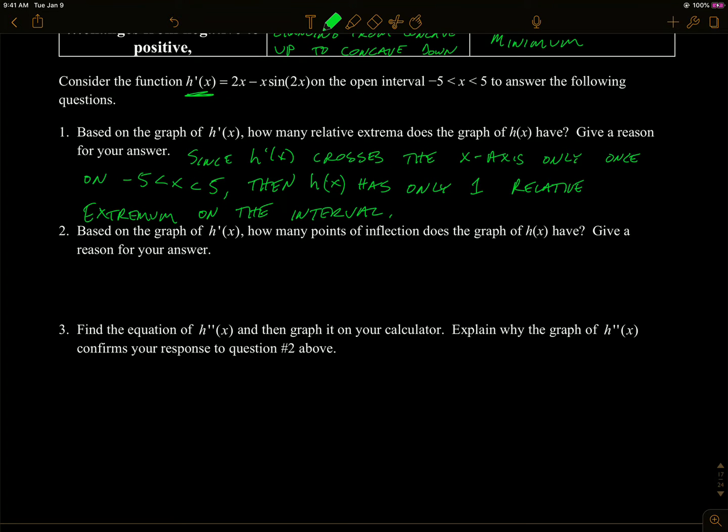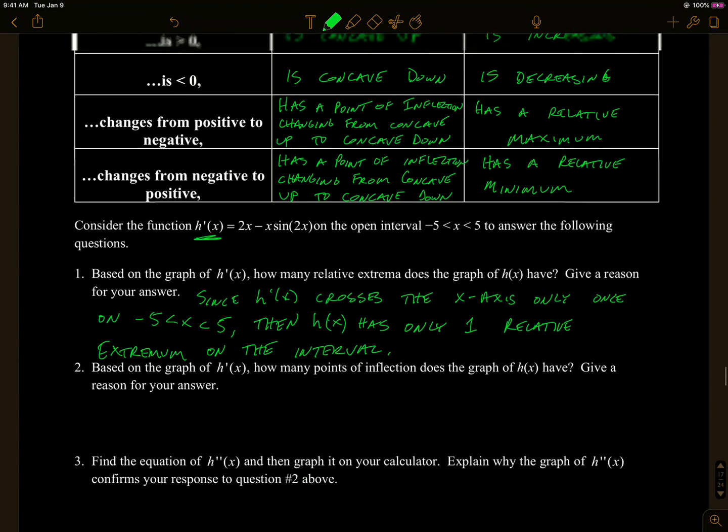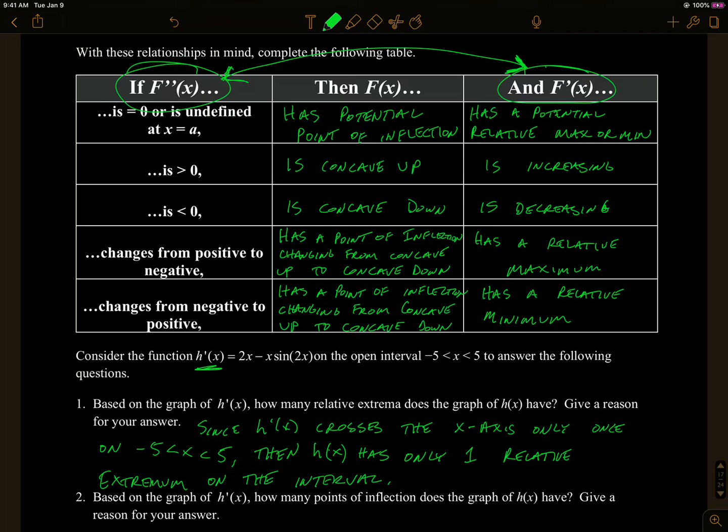The next question. Based on the graph of h prime of x, how many points of inflection does the graph of h have? Give a reason for your answer. So when we want to talk about points of inflection for h, if we have the graph of the derivative h prime, we first want to look at what happens on h double prime, because that's kind of what we know. So h of x has a point of inflection when h double prime changes signs, right? If the second derivative changes signs, then we'll have a point of inflection either way.